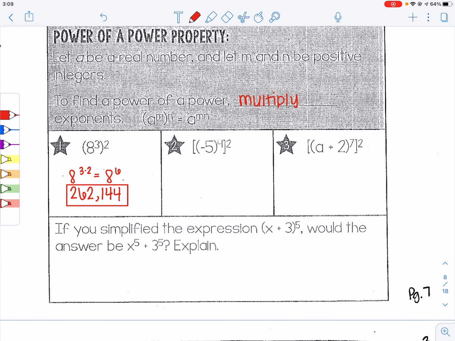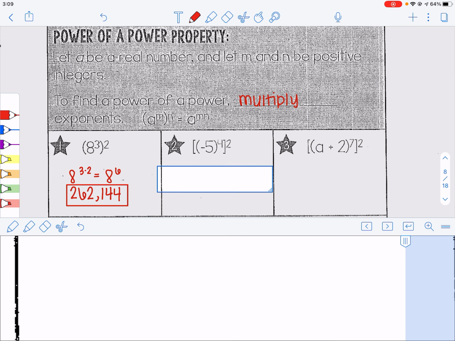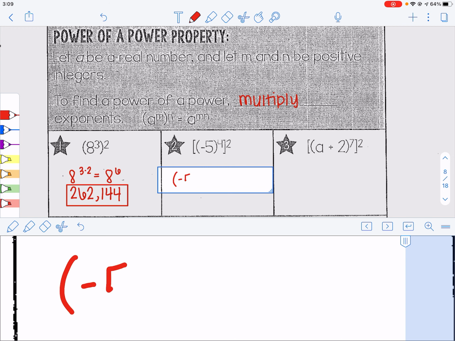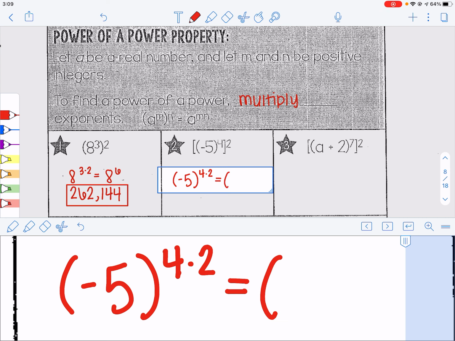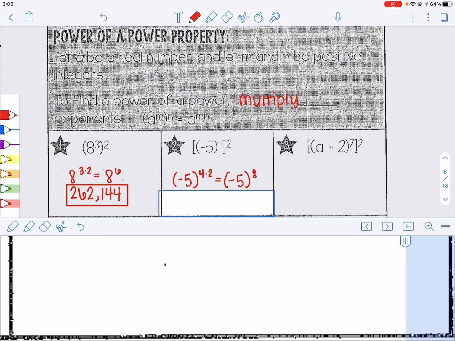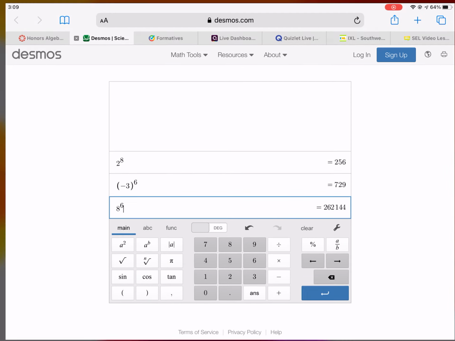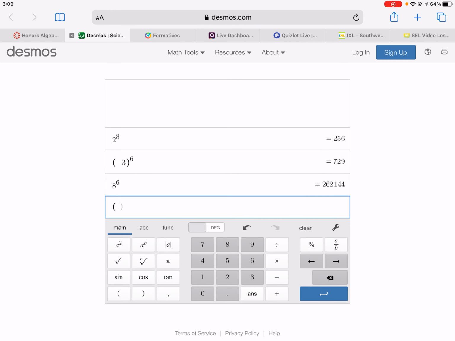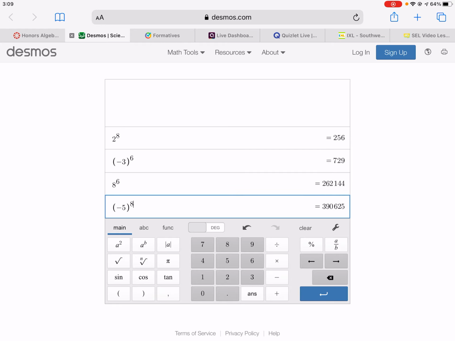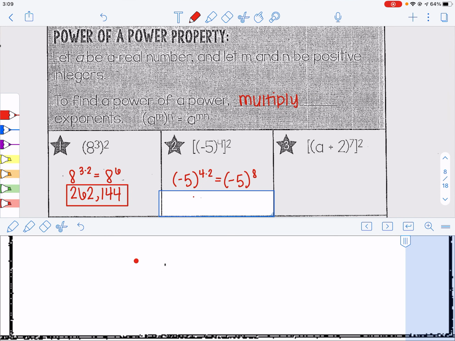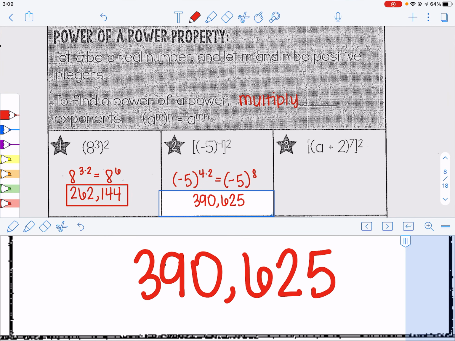Okay, so for number 2, same idea. Keep the negative 5, keep it in parentheses. You're just doing 4 times 2. I know 4 times 2 is 8, so I'm doing negative 5 to the 8th. To do that, keep it in parentheses. Here's your negative 5. Close your parentheses, then bring it up to the 8th power, and it's 390,625.